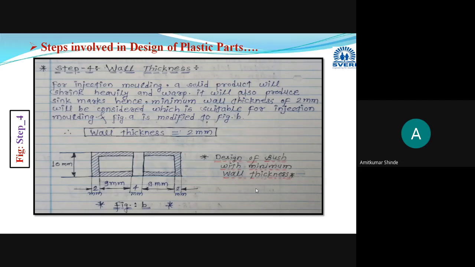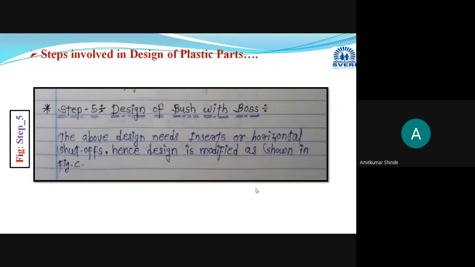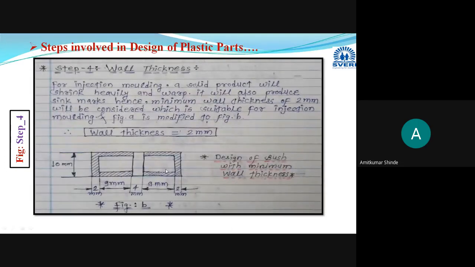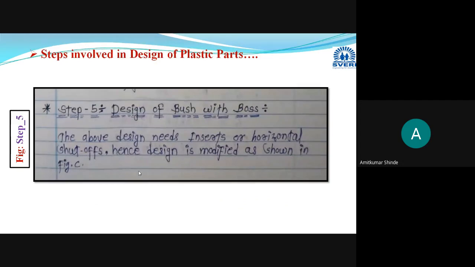Now the fifth stage, we will move towards the fifth stage. Now here in this bush, this is the boss. Here we are going to fit the screw. Now we have to decide the dimensions of this boss. What will be its diameter? What will be its height or length? That is the fifth stage, where we are going to decide the dimensions of the boss.